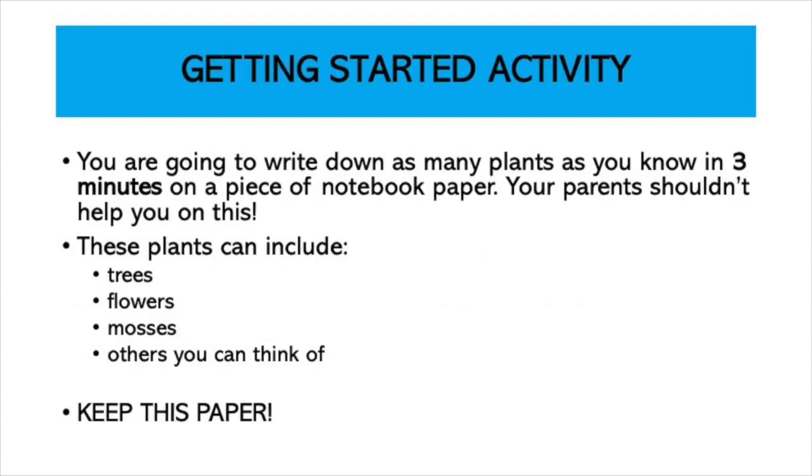Getting started activity. You are going to write down as many plants as you know in 3 minutes on a piece of notebook paper. Your parents shouldn't help you on this. These plants can include trees, flowers, mosses, and other plants you can think of. Keep this paper that you write down the plants on.